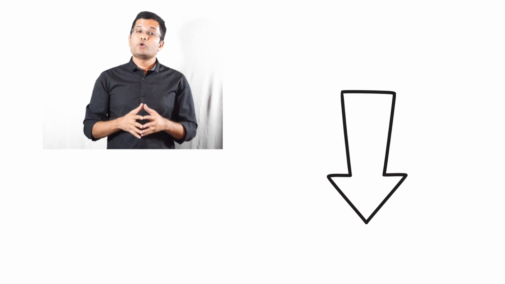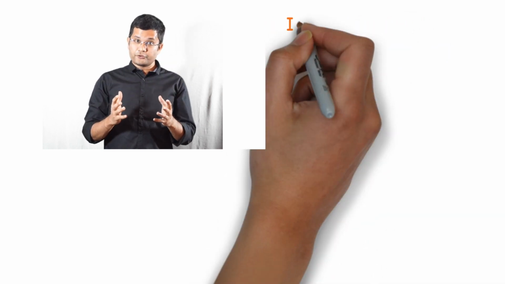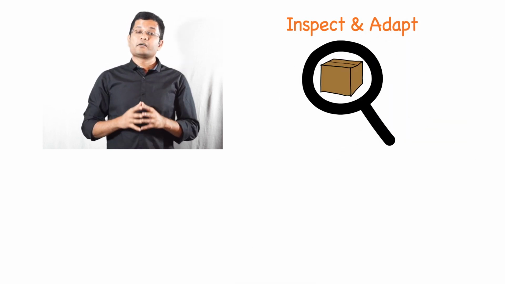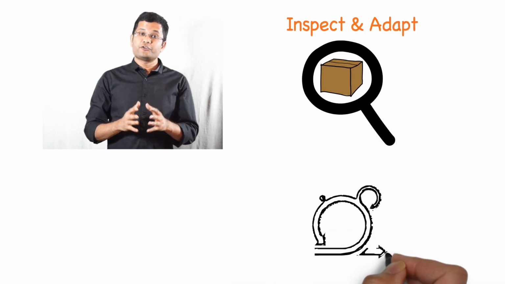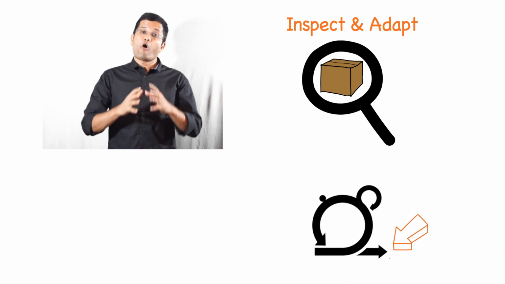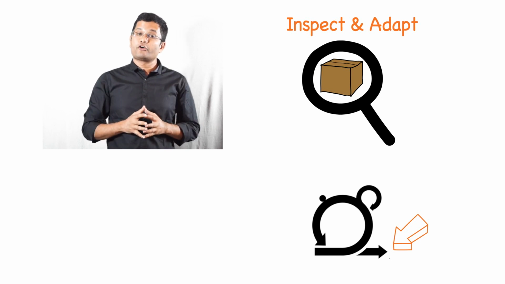In this video, we will look at Sprint Review and Sprint Retrospection. Sprint Review is the inspect and adapt cycle for the products. You will plan the Sprint Review on the last day of the sprint. You will invite all stakeholders who can provide constructive feedback on the products.